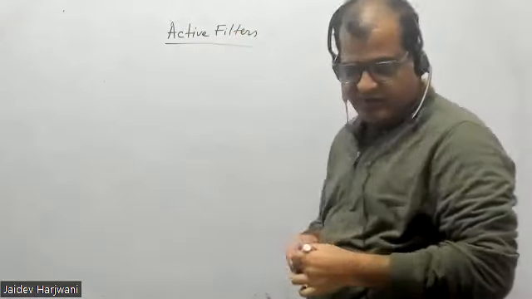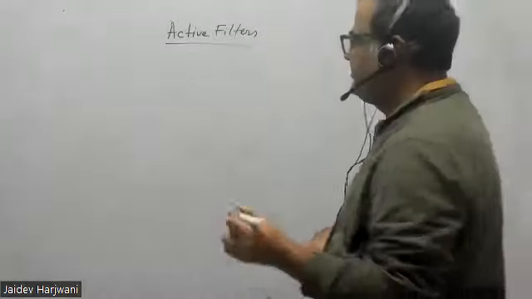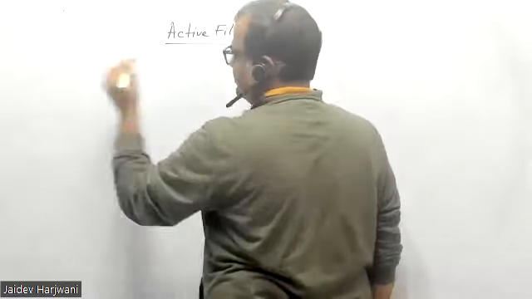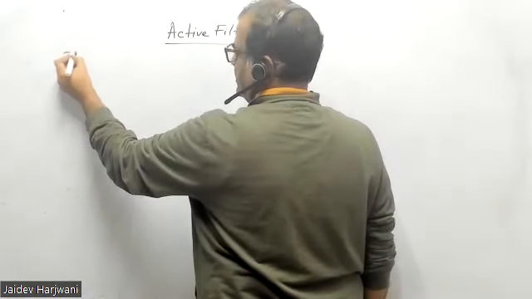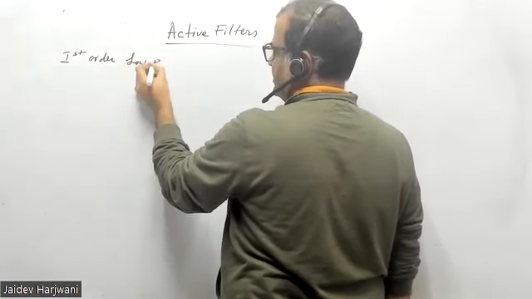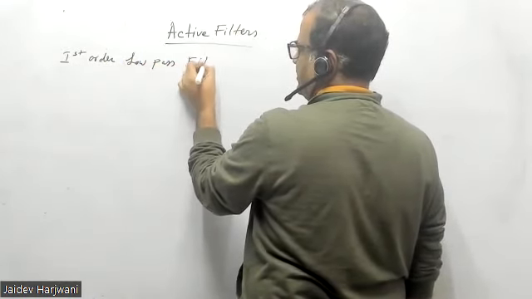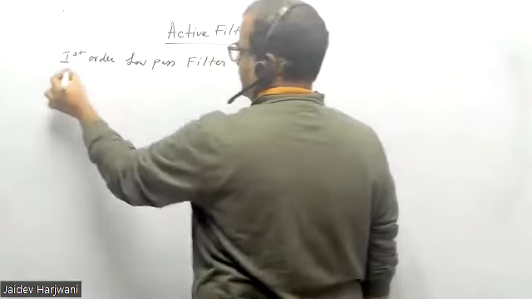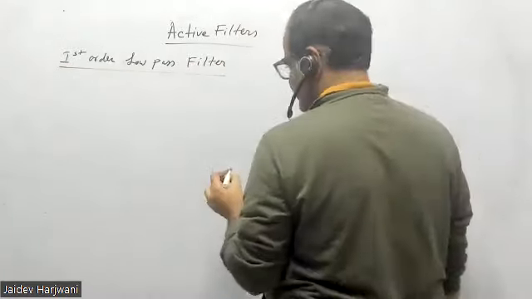So now we'll do active filters. We are not only filtering, we are also amplifying. That's why it's called active filters. So first we'll do first order circuit. First order low pass filter. What is first order low pass filter?